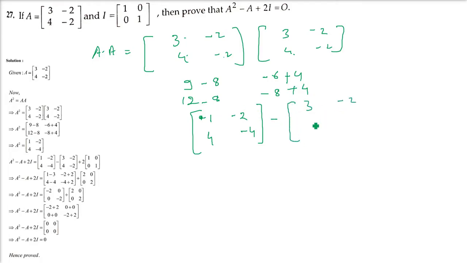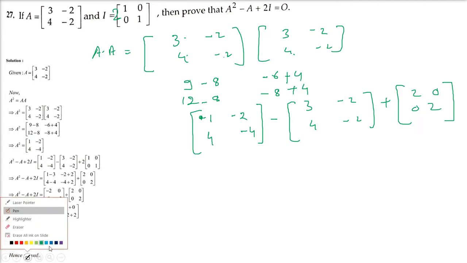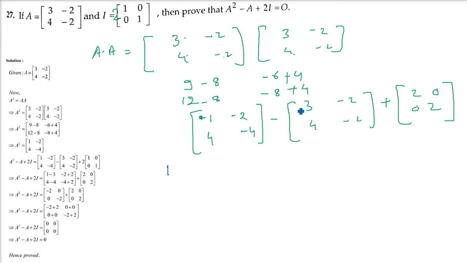3 minus 2, 4 and negative 2 plus twice of I. What is the identity matrix? This one. Multiply this with 2. 2, 2, 2, 0, 0, 2. Diagonal is 2. Okay. Let me change the pen now. Okay, directly we will write. So 1 minus 3 plus 2. Then 4, this second one. Minus 2, minus plus 2 and then 0.